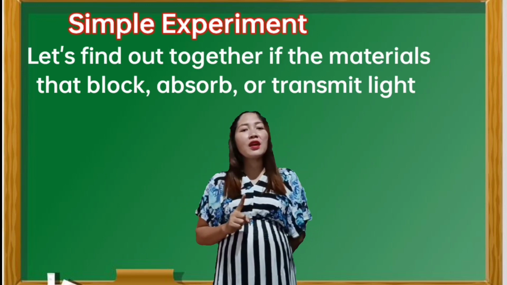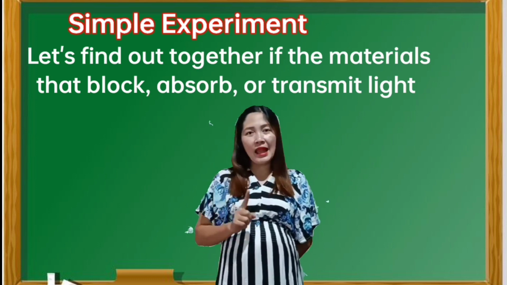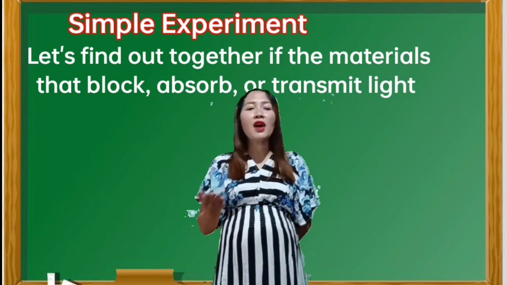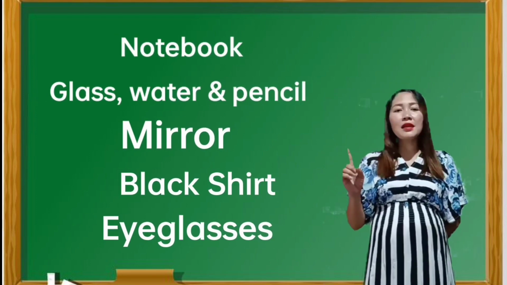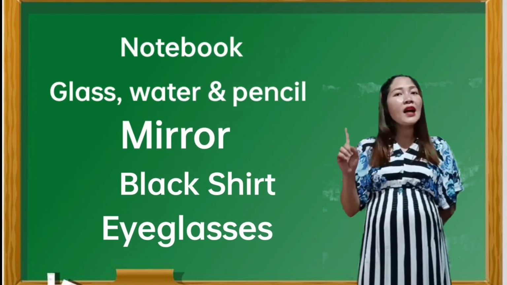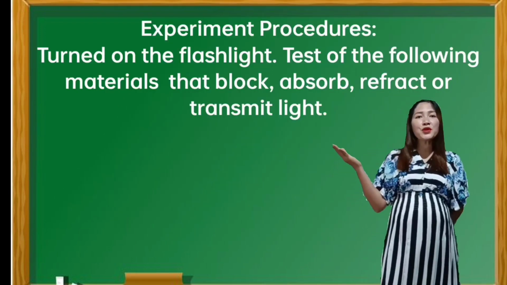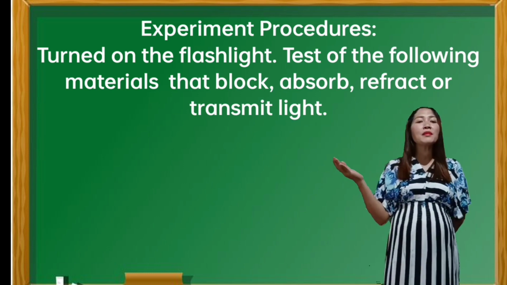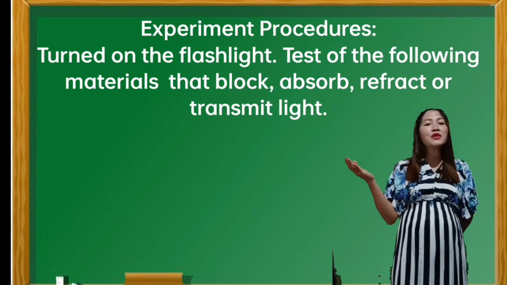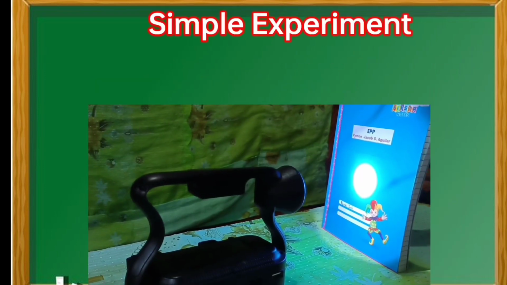Let's find out together whether the materials block, absorb, or transmit light. The materials needed are a notebook, glass and pencil, mirror, black shirt, and eyeglasses. Experiment procedure: turn on the flashlight. Test whether the following materials block, absorb, refract, or transmit light.